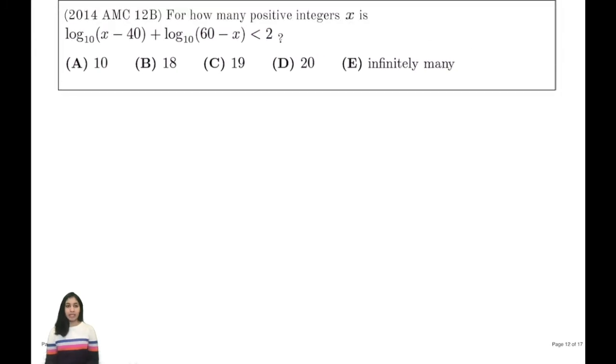This is from the 2014 AMC 12B, and it says, for how many positive integers x is log base 10 of x minus 40 plus log base 10 of 60 minus x less than 2? So before we begin, we just want to notice that x has to be between 40 and 60. If x was less than 40 or x was greater than 60, one of these terms would be negative, and as we previously mentioned, that's not allowed. They also can't be 0, so our only possible values for x are between 40 and 60.